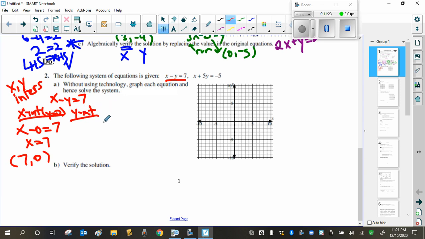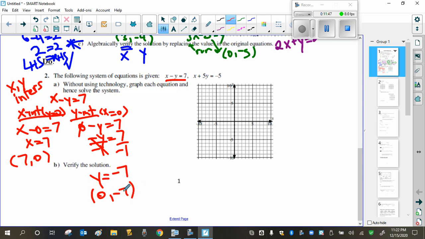Y-intercept, x equals 0. So 0 subtract y. Remember what I said, how to solve negative y equals 7. You have to divide or multiply by negative 1. You can't just get rid of this negative sign by the y. Okay, so now I can plot this line, 7 to the right and 0, and 7 down. And now plot it the best you can with the ruler, much preferred, and label x subtract y equals 7.